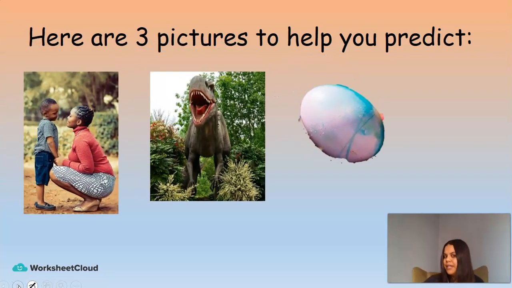So here are the three pictures, okay? Over here, it looks like a little boy and his mom, okay? And there's a dinosaur, and this looks like an egg. So I'm just going to leave it there, and I'm going to hope that you're going to now write the sentence again. I think the story is about. This time, you're going to include the pictures that you see in front of you.